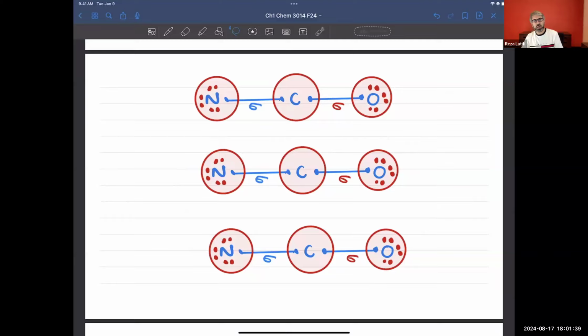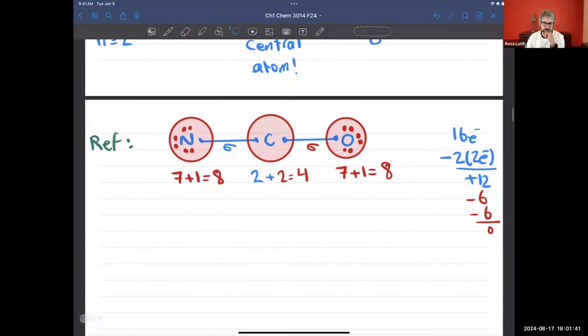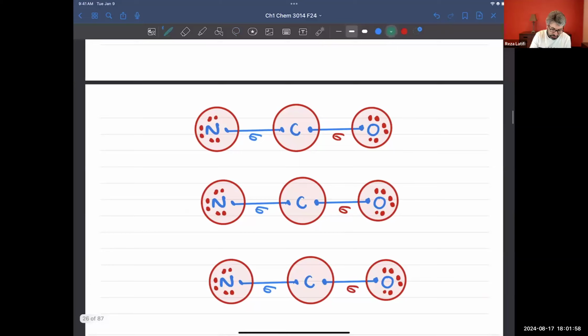First option, carbon is missing 4 electrons. We can take 4 electrons from nitrogen, or 4 electrons from oxygen, or 2 electrons from nitrogen and 2 from oxygen to make carbon happy. Okay, so first option, let's take 4 electrons from nitrogen and share them with carbon. So please look carefully. Look what I'm going to do. First, I'm going to erase one lone pair. Okay, this lone pair is gone.